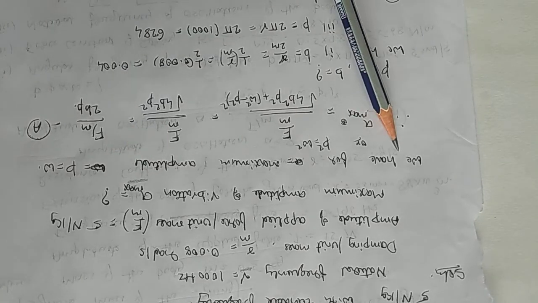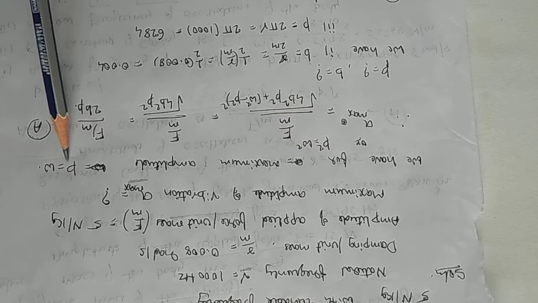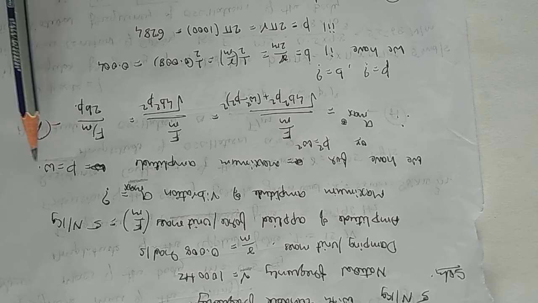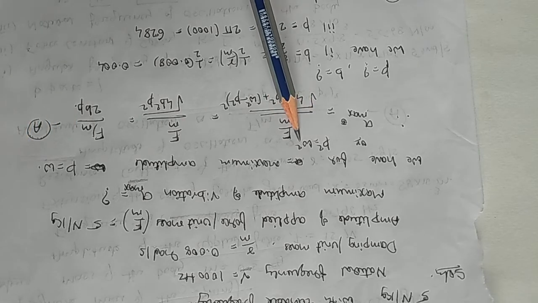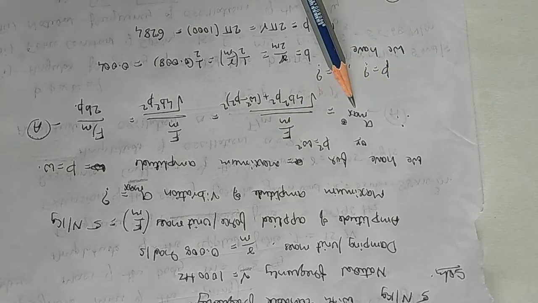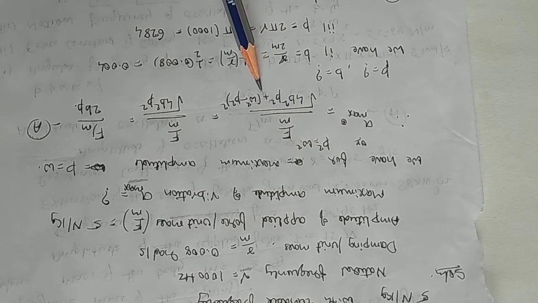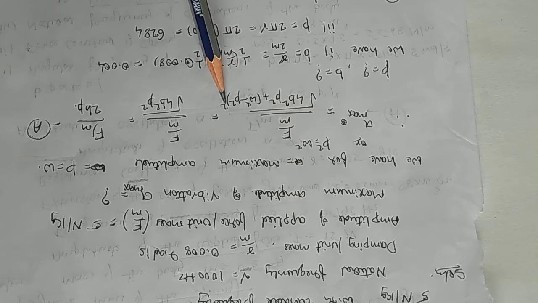Okay, for the maximum amplitude, what is the condition? P should be equal to omega. In resonance we have discussed, P should be equal to omega, or P square is equal to omega square. With this, the amplitude equation, A maximum, may be written as F by M divided by the square root of 4b square p square plus (omega square minus p square) whole square.